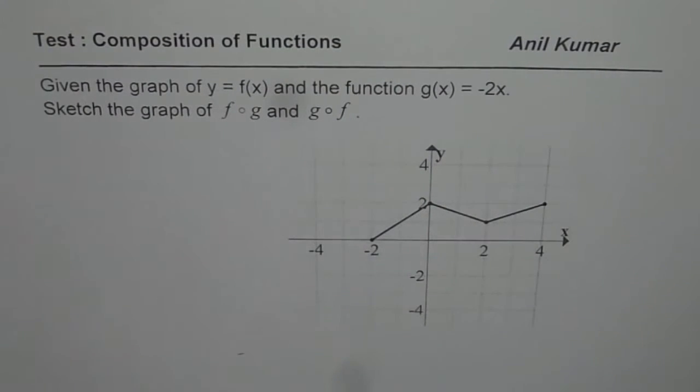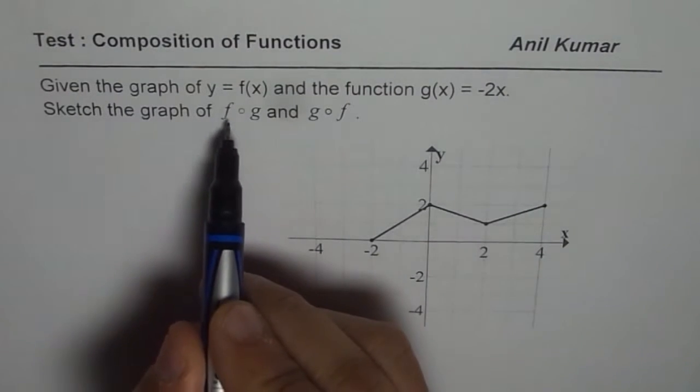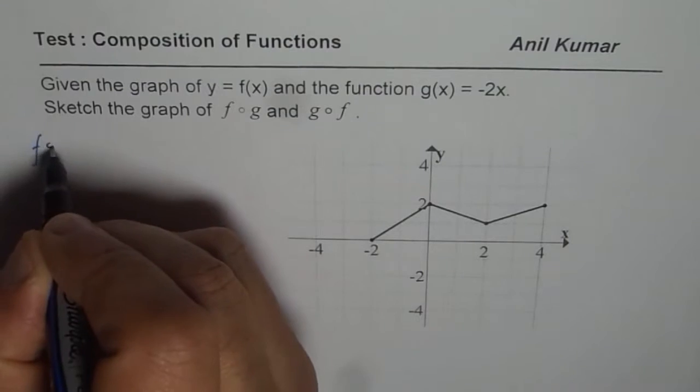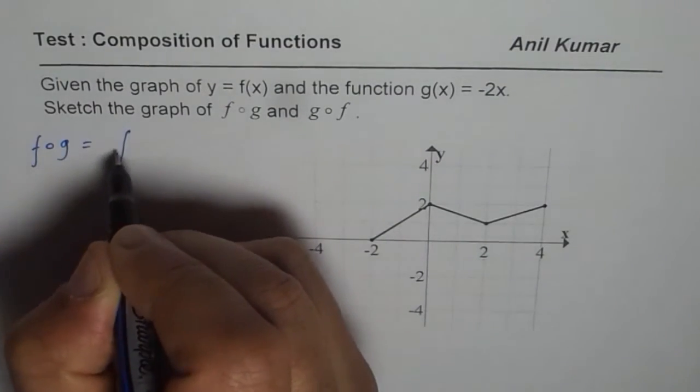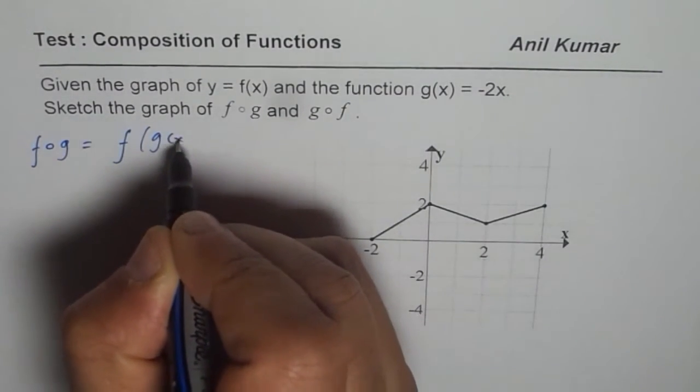As you know, whenever we do composition of functions, we normally get very different graphs for f of g and g of f. Now I'd like you to pause the video, sketch these two graphs and check it for yourself. Now let's try to do it. So first let us do f of g. When I say f of g, it means f of g of x, correct?